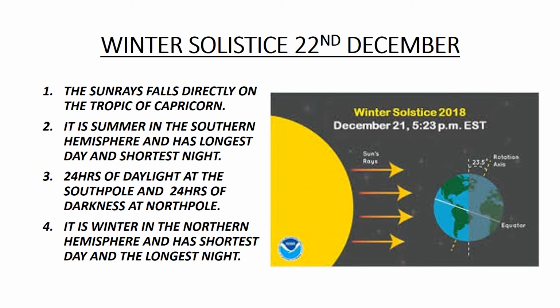Winter solstice, 22nd December. The sun rays fall directly on the Tropic of Capricorn. It is summer in the southern hemisphere and has the longest day and shortest night. 24 hours of daylight at the South Pole and 24 hours of darkness at the North Pole. It is winter in the northern hemisphere and has the shortest day and the longest night.